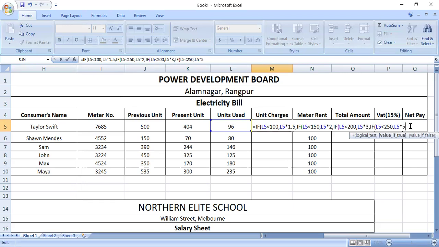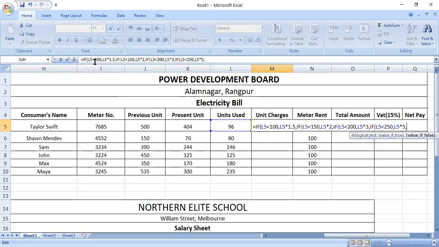Okay, and then again a comma. Make sure you give a comma after this. As we have given, there is a comma after 1.5, there is a comma after 2, there is a comma after 3. So there will have to be a comma after 5 as well. After all the charges we are putting over here, we need to give a comma. You need to understand the formula.